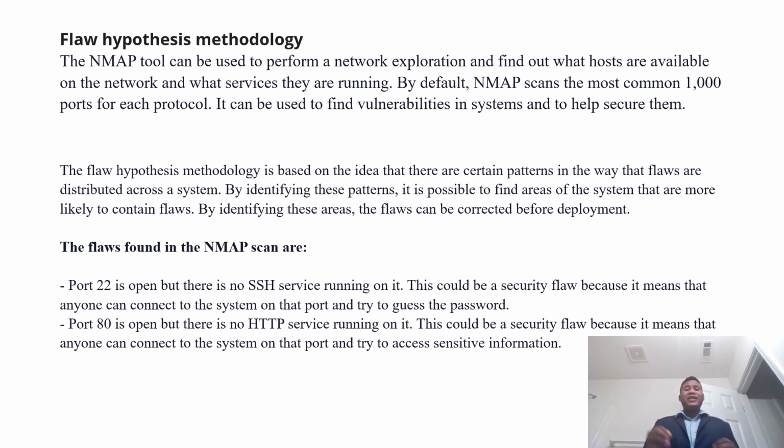The flaws found in the Nmap scans are: port 22 is open, but there is no SSH service running on it. This could be a security flaw because it means that anyone can connect to the system on the port and try to guess the password. Port 80 is open and there is no HTTP service running on it. This could be a security flaw because it means that anyone can connect to the system on the port and try to access sensitive information.